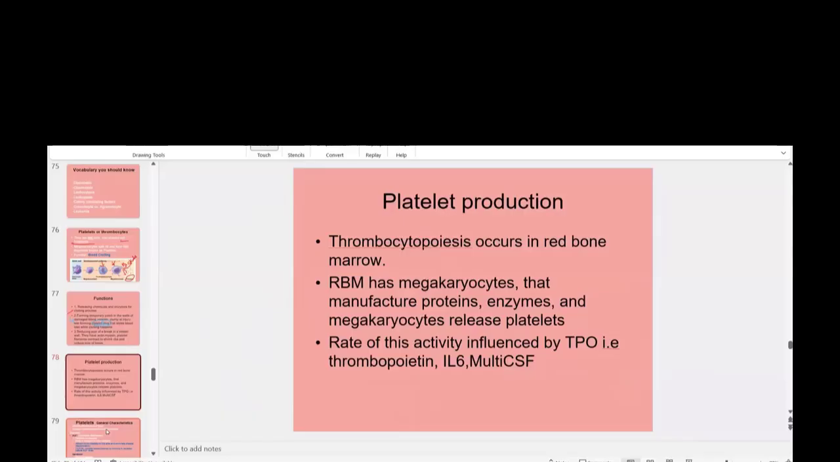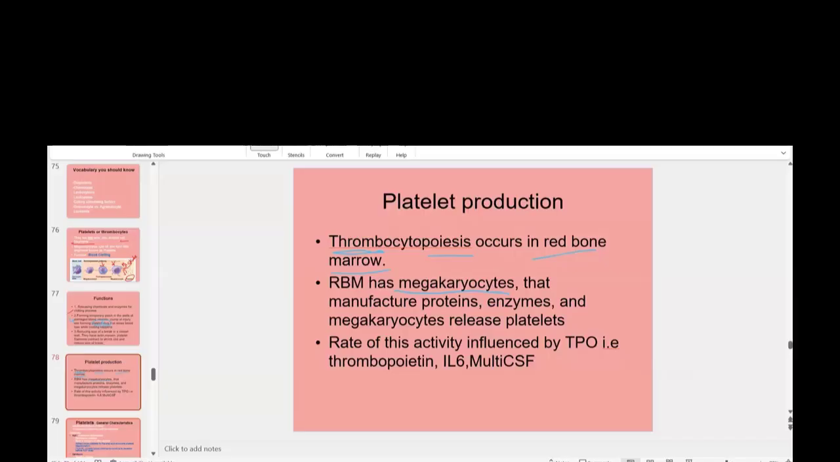So platelet production, how is it formed? Again, we go to red bone marrow. So thrombocytopoiesis, that is the process. Thrombocytes, that is thrombocytopoiesis. This is the mechanism of how they are formed from the red bone marrow, and these are basically megakaryocytes, mega having a large nucleus, and that manufacture proteins, enzymes, and they release the platelets.